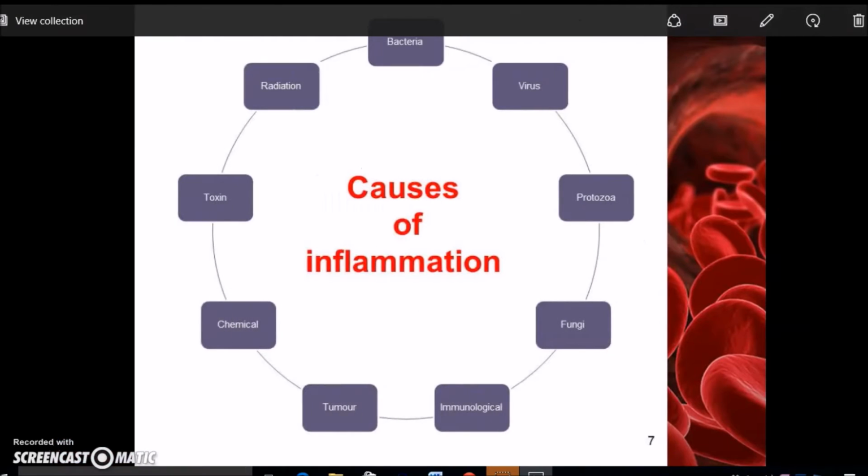The causes of inflammation are multiple. We have bacterial causes, so bacterial endocarditis. We have viruses, which can cause influenza, which will cause lung inflammation. We have protozoa, so we have the Anopheles mosquito, which is a vector for a protozoal infection. We have fungi, athlete's foot is an example. We have immunological causes as well, so rheumatoid arthritis is an immunological disease. Tumours will cause an inflammatory response. Chemicals may cause inflammation. Presumably we've all had the situation where we've changed washing powder and we've had a rash that's developed after that. Toxins can cause inflammation, and so can radiation.